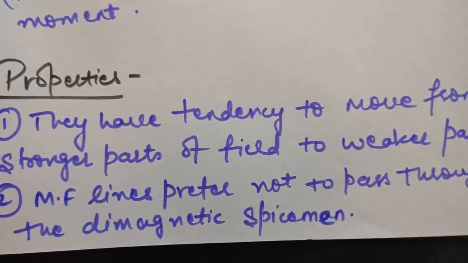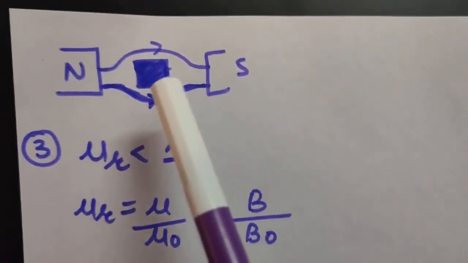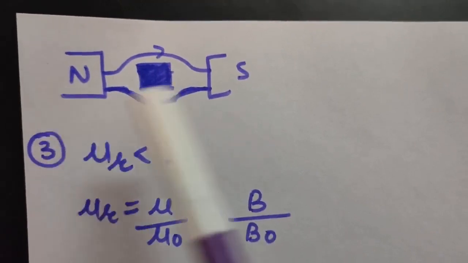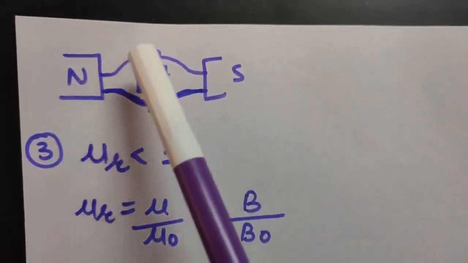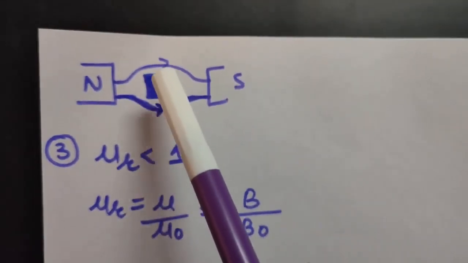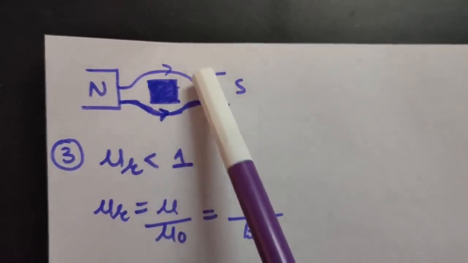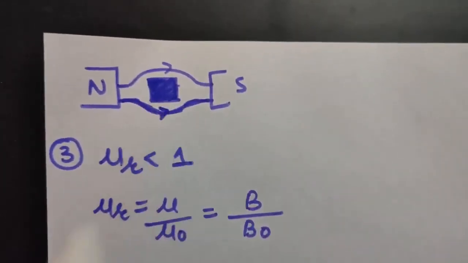Okay, to explain this, let us draw a diagram. Look at this diagram. Suppose this is a diamagnetic specimen which I have kept in external magnetic field. Now these magnetic field lines will prefer not to pass through it because this diamagnetic substance will get magnetized in opposite direction. So these magnetic field lines will not pass through this diamagnetic substance.